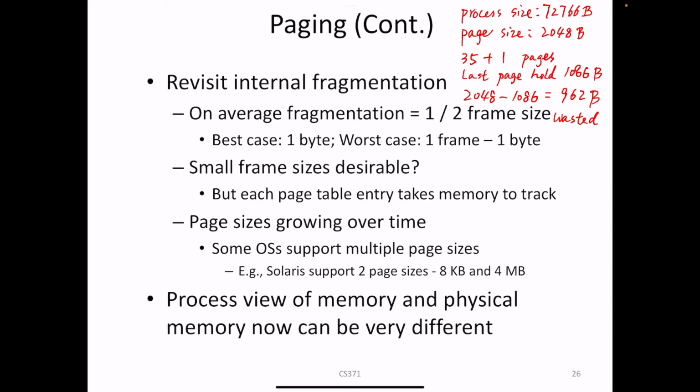Also, as we already mentioned in the previous slide, the process's view of memory and the physical memory can be very different. From the perspective of a process, the memory is a logical memory space, and the entire process is stored at a contiguous memory location. On the other hand, the physical view of memory is very different, because all of the frames for a single process are scattered among the physical memory space and out of order.